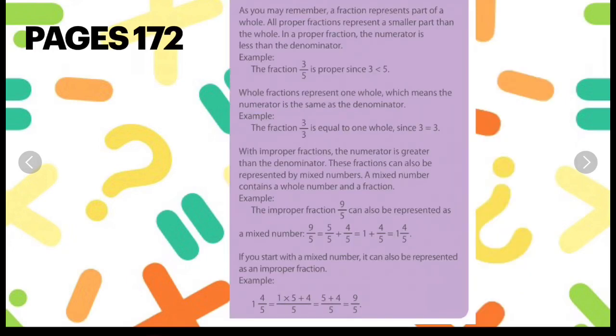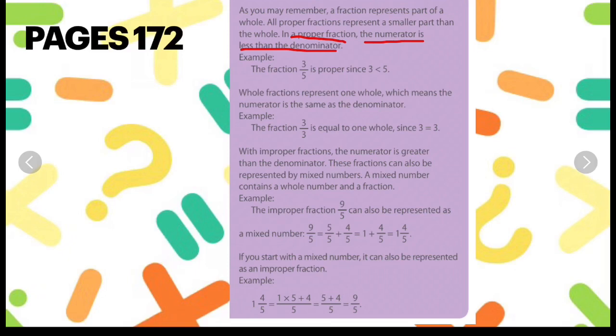So let's start reading the concept box on page 172, and it says, as you may remember, a fraction represents part of a whole. All proper fractions represent smaller parts than the whole. In a proper fraction, the numerator is less than the denominator. Example, the fraction 3/5 is proper since 3 is smaller than 5. In this case, we're going to underline this proper fraction. The numerator is less than the denominator.